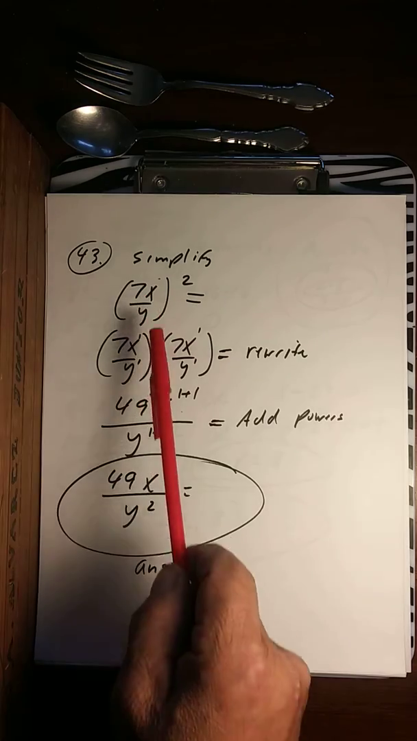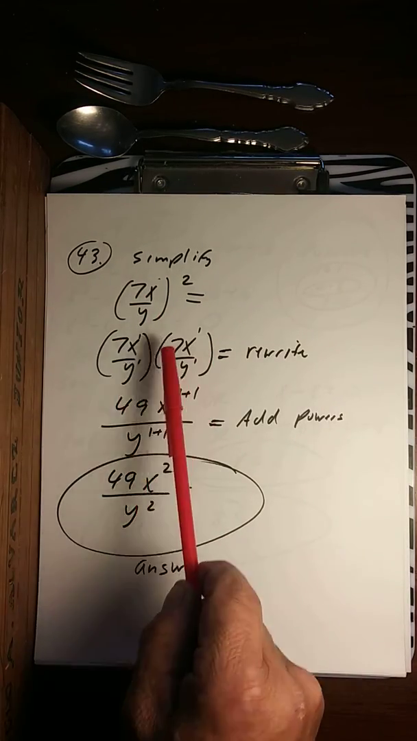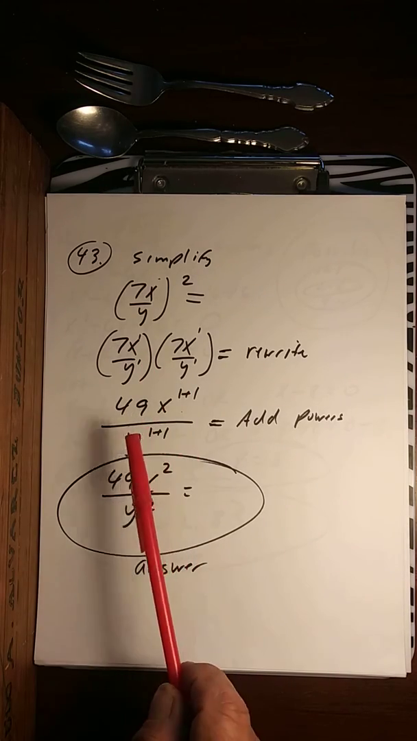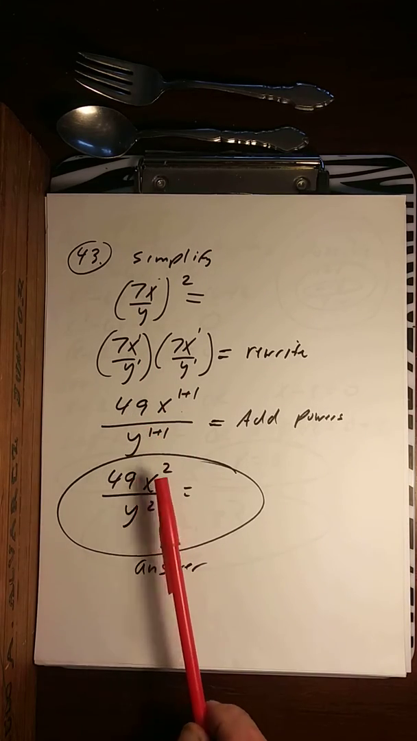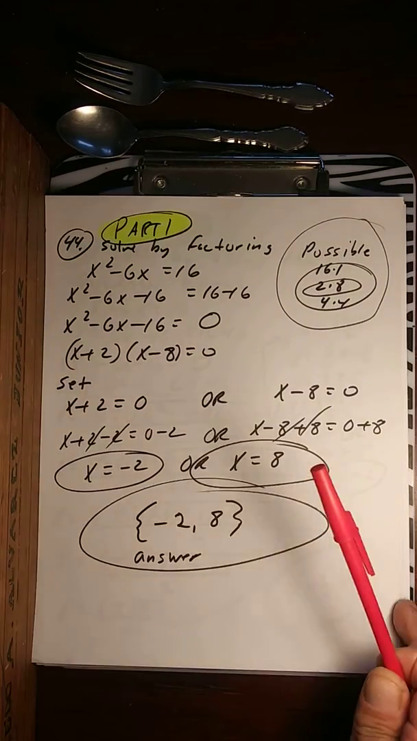Simplify this. Rewrite it. 7x over y to the 1 power, all these. So 7 times 7 is 49. X to the 1 plus 1, y, 1 plus 1. So 49x squared y squared. Just add the powers.